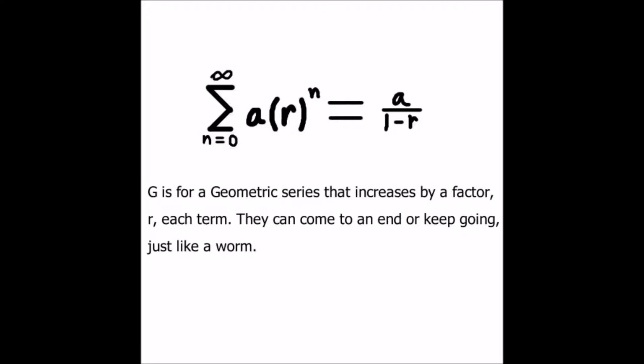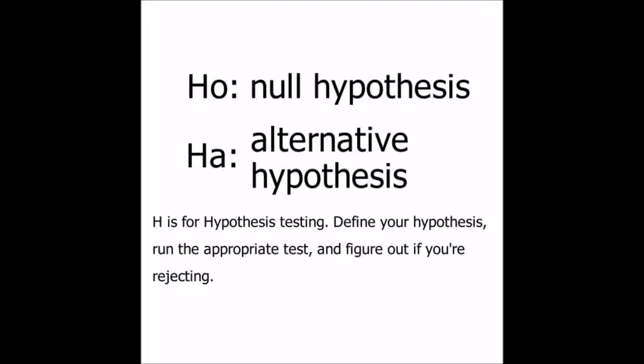G is for a geometric series that increases by a factor r each term. They can come to an end or keep going, just like a worm. H is for hypothesis testing. Define your hypothesis, run the appropriate test, and figure out if you're rejecting.